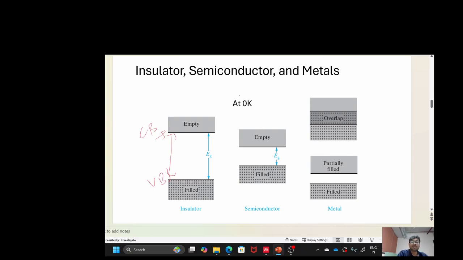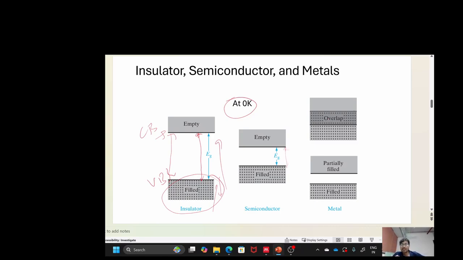Okay, so at 0 Kelvin all the electrons are at the lowermost energy states. As soon as we give some external thermal energy, there is a certain probability of some electrons going from the valency band to the conduction band. But this is an insulator in the sense that the energy gap between the conduction band and the valency band is very high. Okay, more than 6 electron volts, 5-6 electron volts. That is the insulator. Okay, in a semiconductor, this energy gap is lesser.